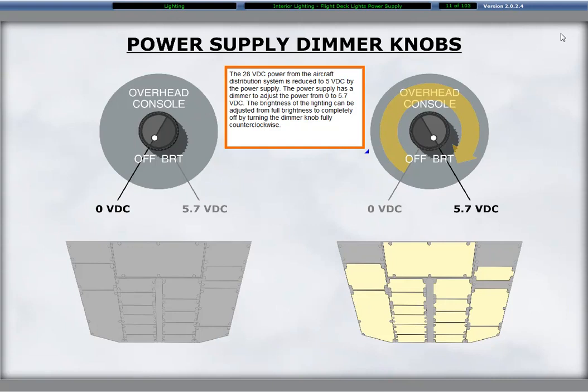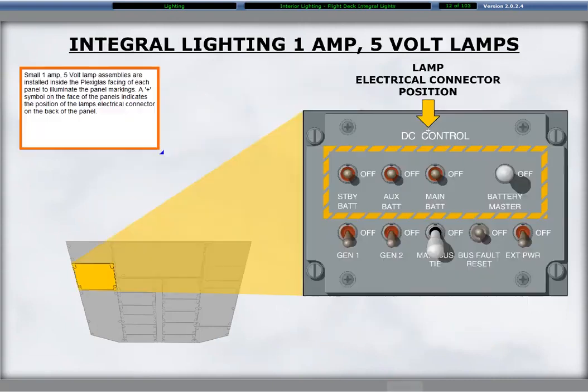The brightness of the lighting can be adjusted from full brightness to completely off by turning the dimmer knob fully counterclockwise. Small 1 amp 5 volt lamp assemblies are installed inside the plexiglass facing of each panel to illuminate the panel markings. A plus symbol on the face of the panels indicates the position of the lamp's electrical connector on the back of the panel.